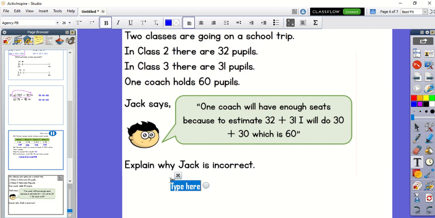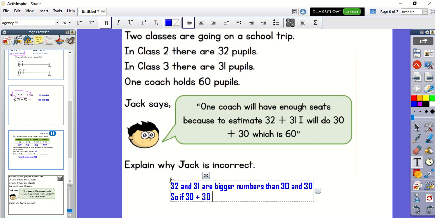So I would say 32 and 31 are bigger numbers than 30 and 30. So if 30 add 30 equals 60, then 31 add 32 must be bigger than 60. Okay. So that's why he's wrong. He's right with his estimates, but he's wrong by saying one coach will have enough seats. And that is why he's incorrect.